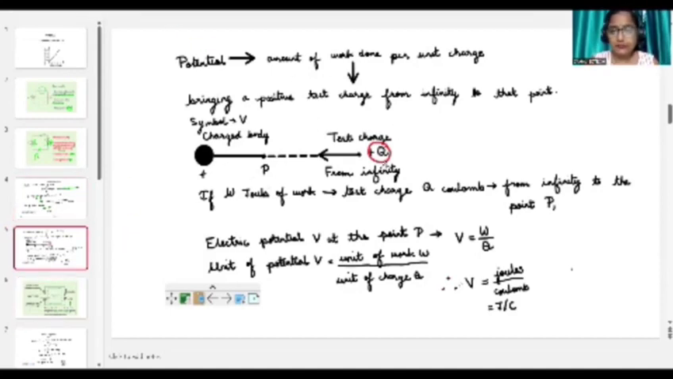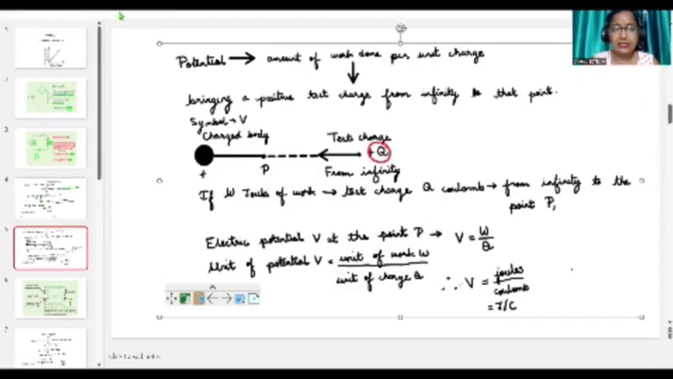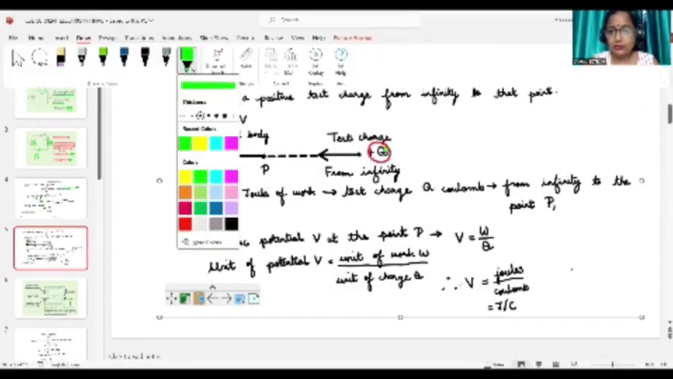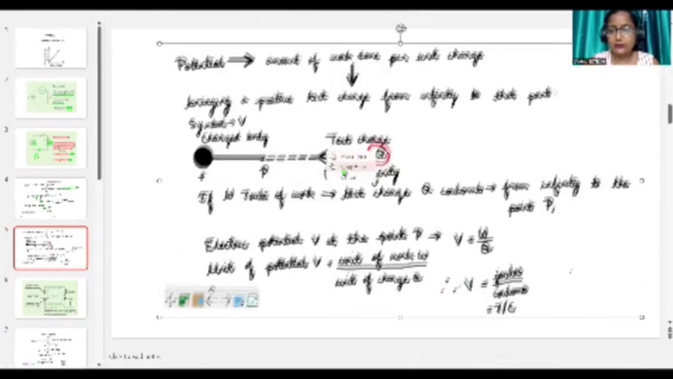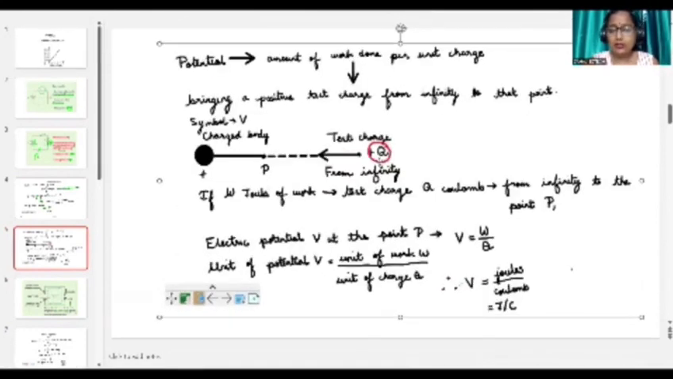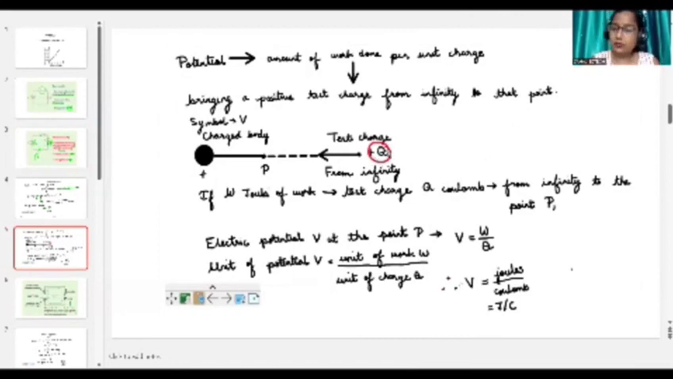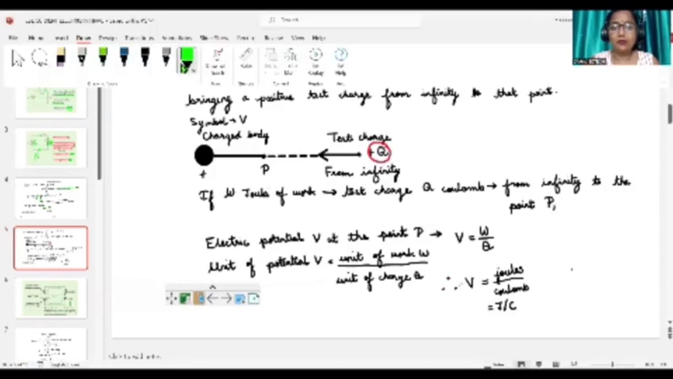So you can see the charge, right? Now, what is the charge? The charge is Q. The charge Q is moved from infinity to the point P. And suppose W is the amount of work done in bringing the test charge plus Q from infinity to the point P. Then what can we write?